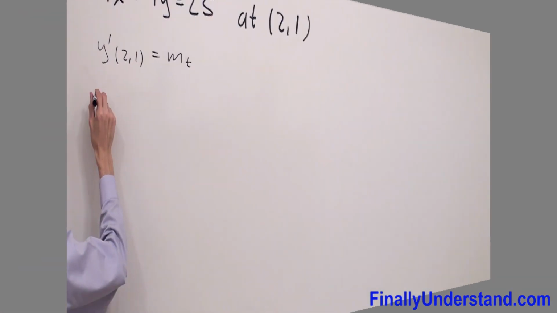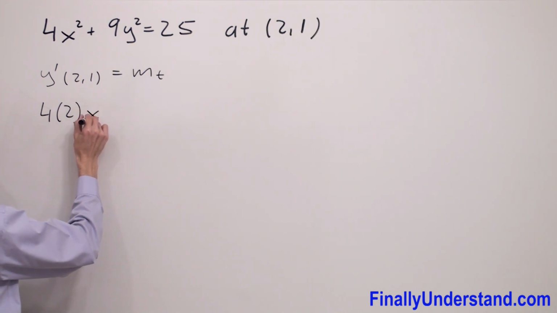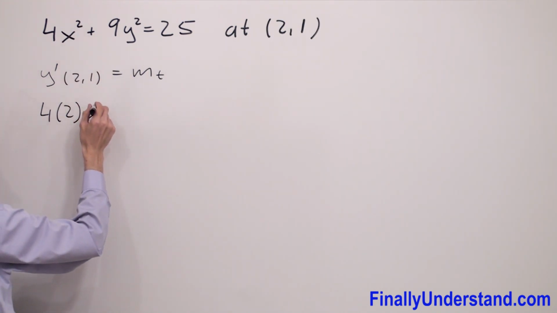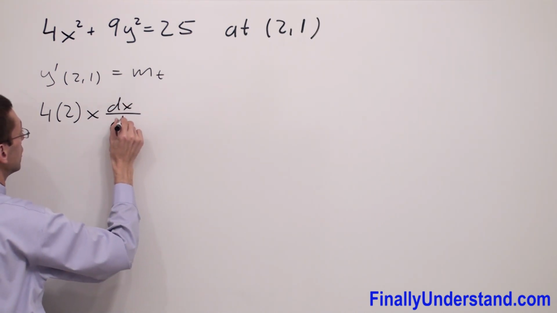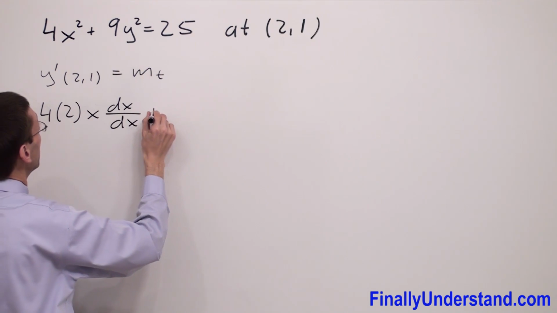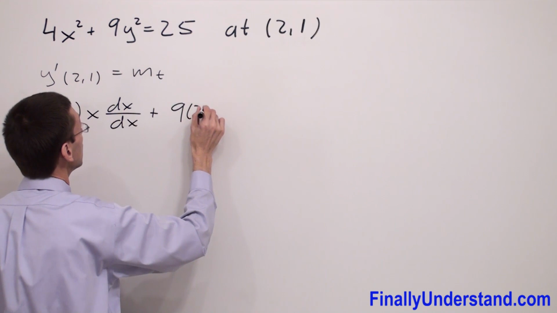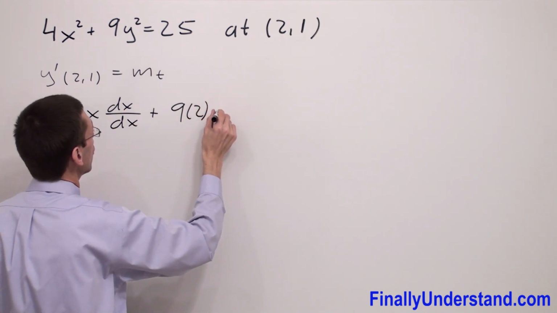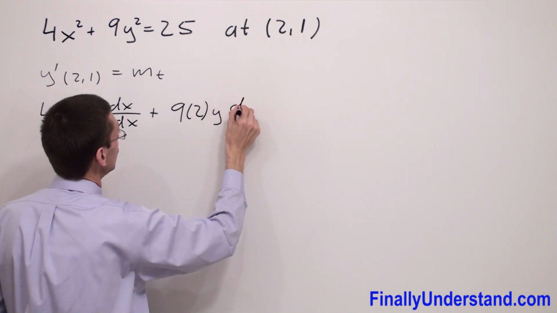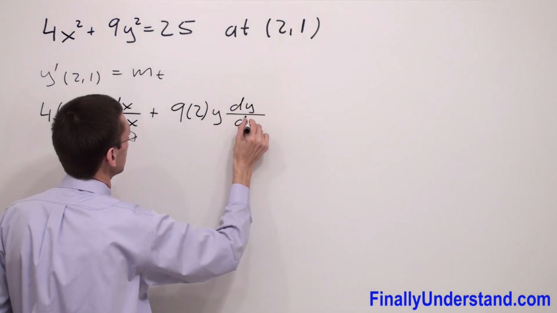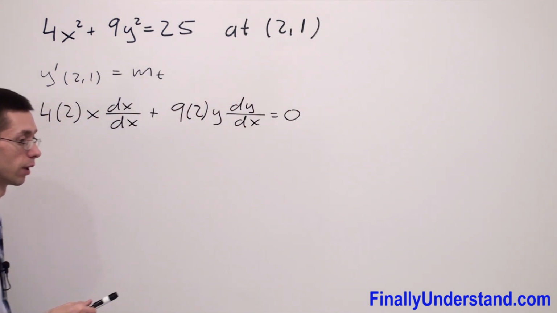Okay, so I have constant 4 times x to the power 2 minus 1, which gives me 1. I'm not going to write it, and I'm supposed to write dx over dx, plus 9 times y to the power 2 minus 1, which is 1. I'm not going to write it, times dy over dx, is equal to 0 because the derivative of a constant is equal to 0.